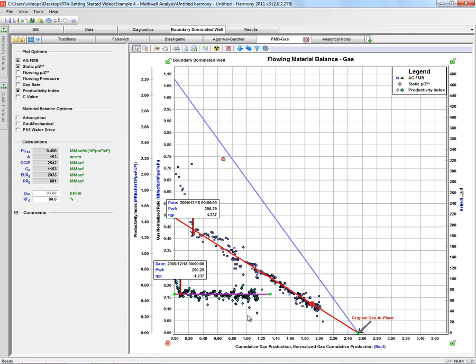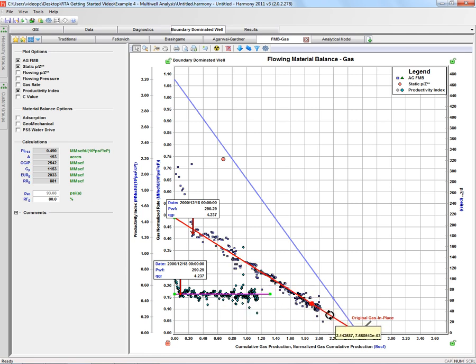Either we're accumulating damaged skin or possibly loading up with liquids in a gas well. That's something that's not immediately obvious if all you're looking at is the production rate. We need to look at the rates and the pressures together to really learn what's going on.